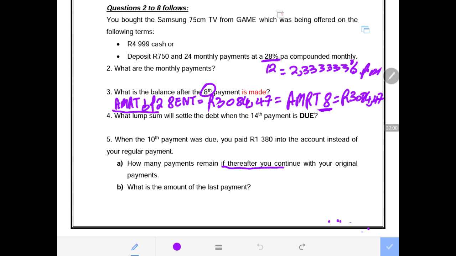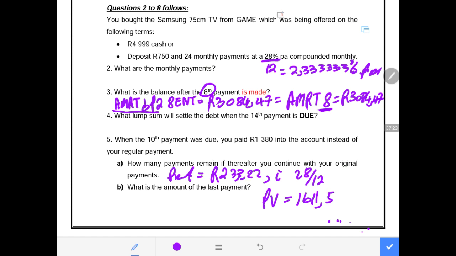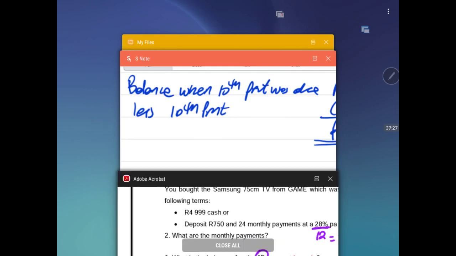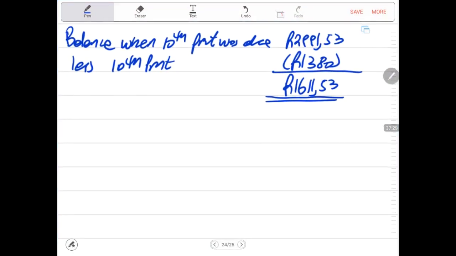If thereafter you continue with the same payments, meaning we know our PMT is equal to 233 rand 22 cents, and our interest is still 28 over 12. Then our PV now is the amount that we calculated, 1,611 rand 53 cents. We are looking for N in this case. How many payments then remain if we're paying the same amount of money?